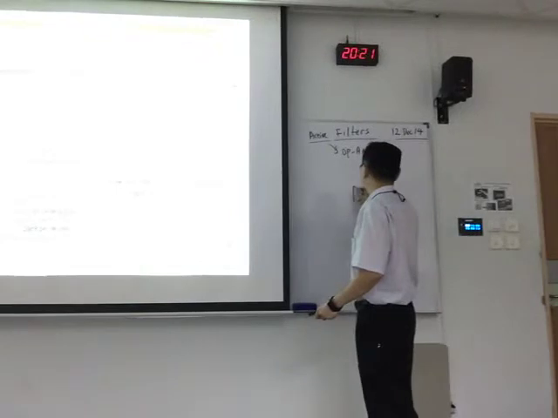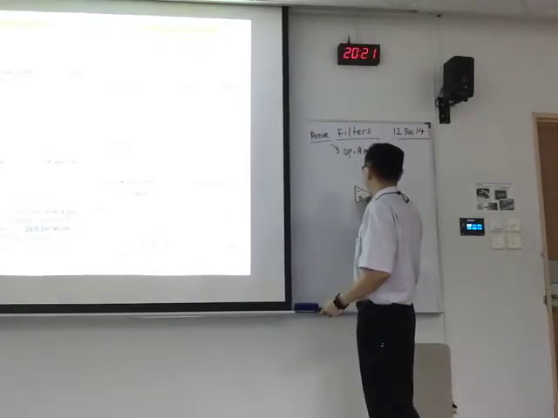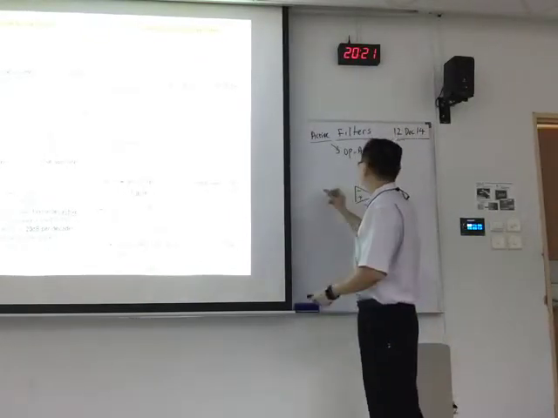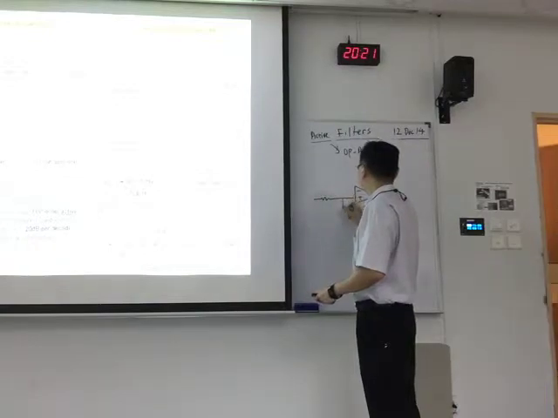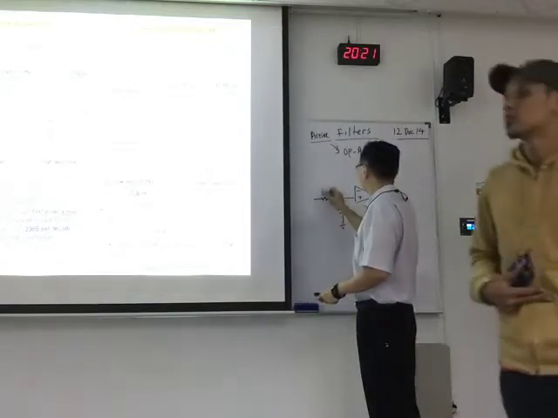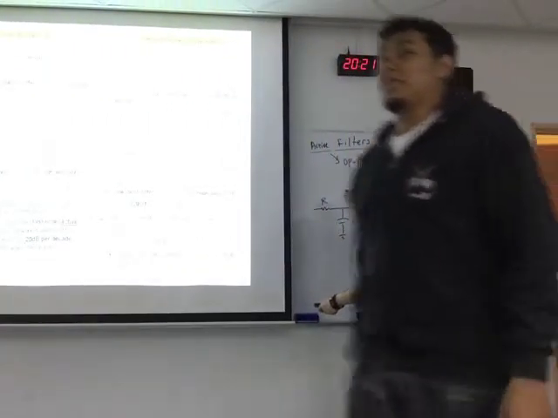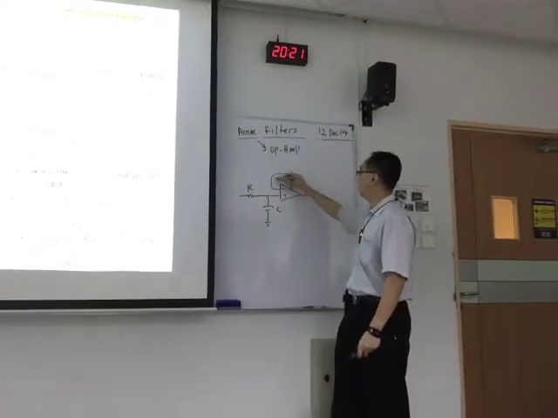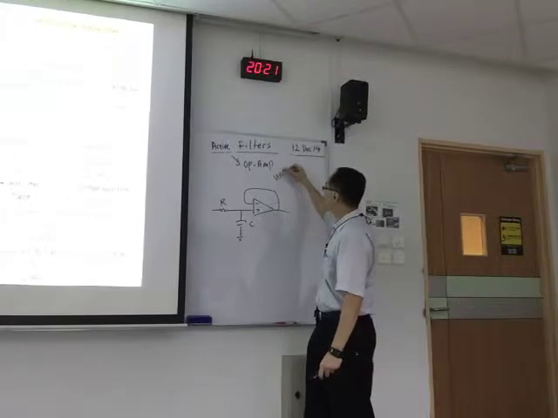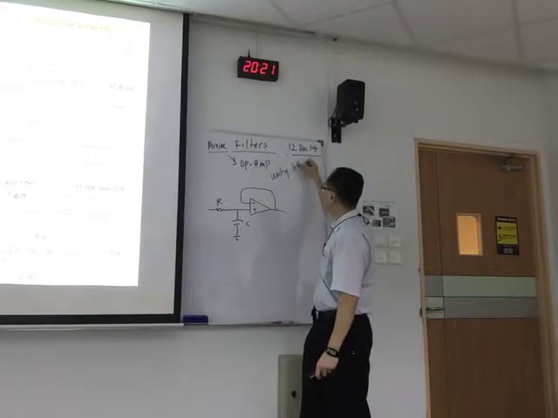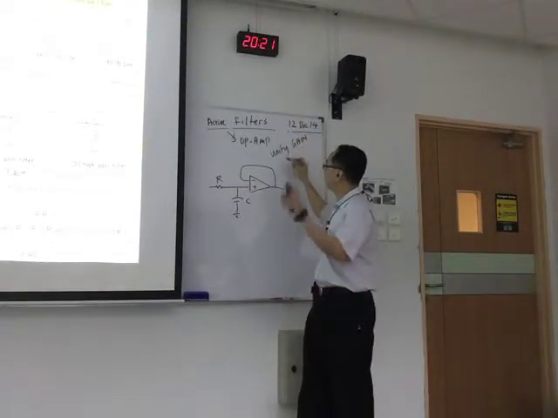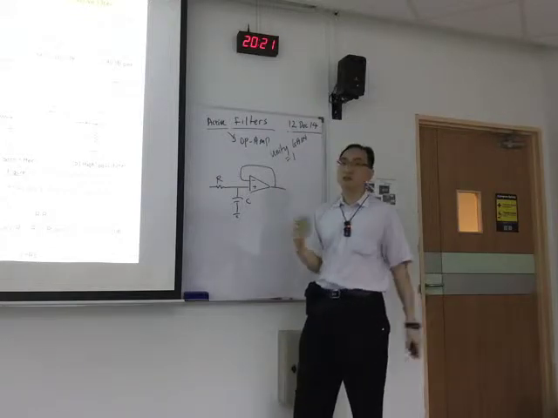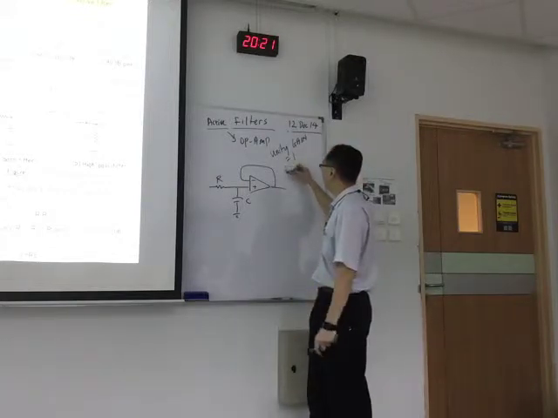So for the case of the active filter, it will look something like this, whereby you use an R and a C. This one is called what? Unity gain, right? The feedback is unity. What is unity? Unity means one, right? That means no gain. In other words, it's something like a voltage buffer.